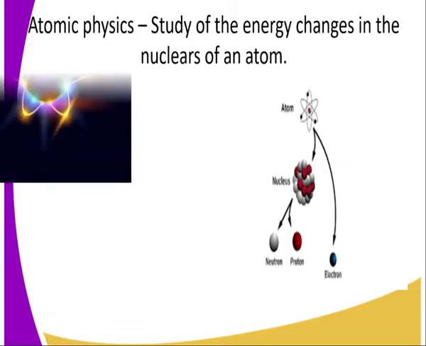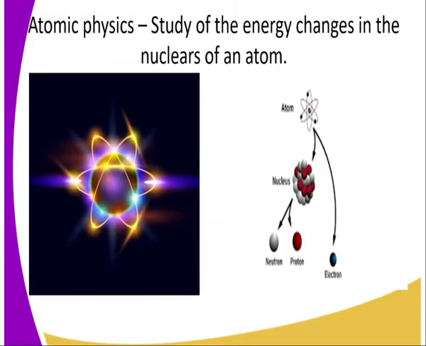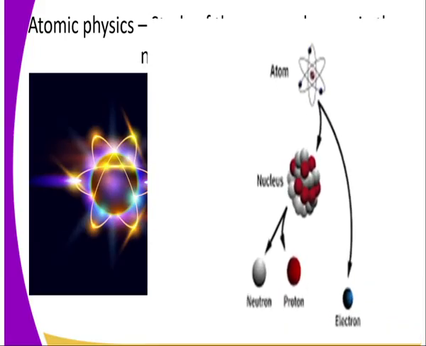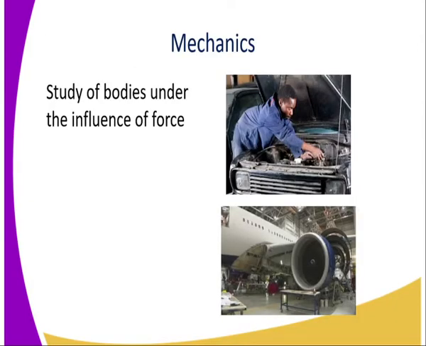Then, what other branch of physics do we have? We have atomic physics. Atom, the smallest particle of matter. And atomic physics basically looks at the energy changes within the nucleus of an atom, and this may be due to nuclear decay or radioactivity, which may result in production of other particles and energy.